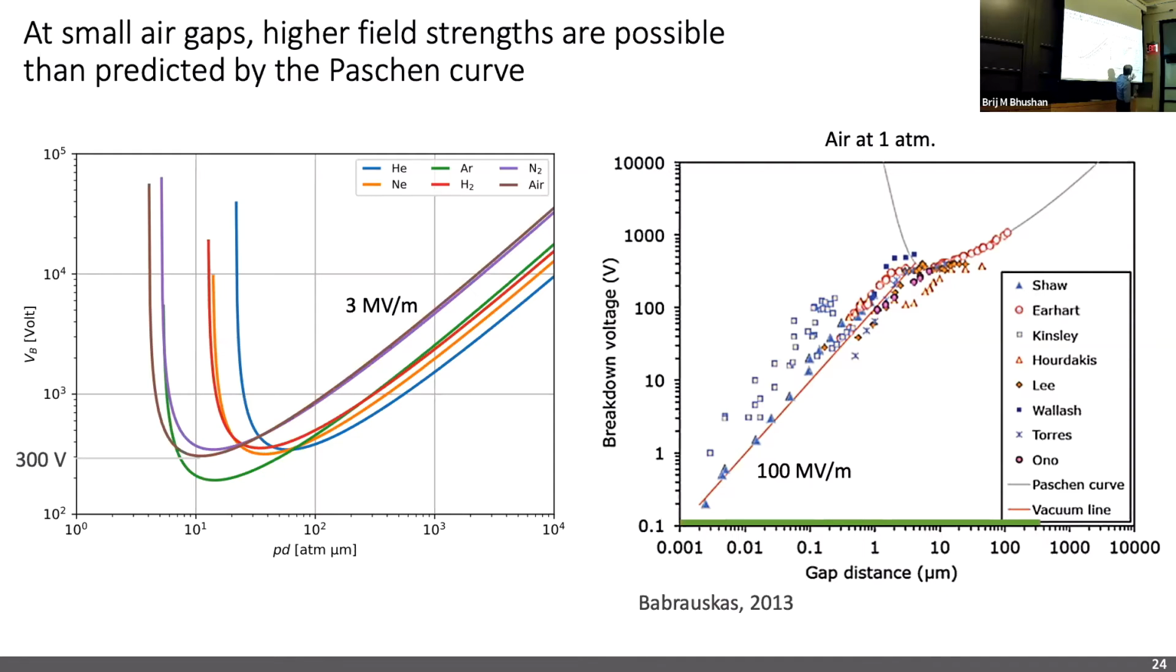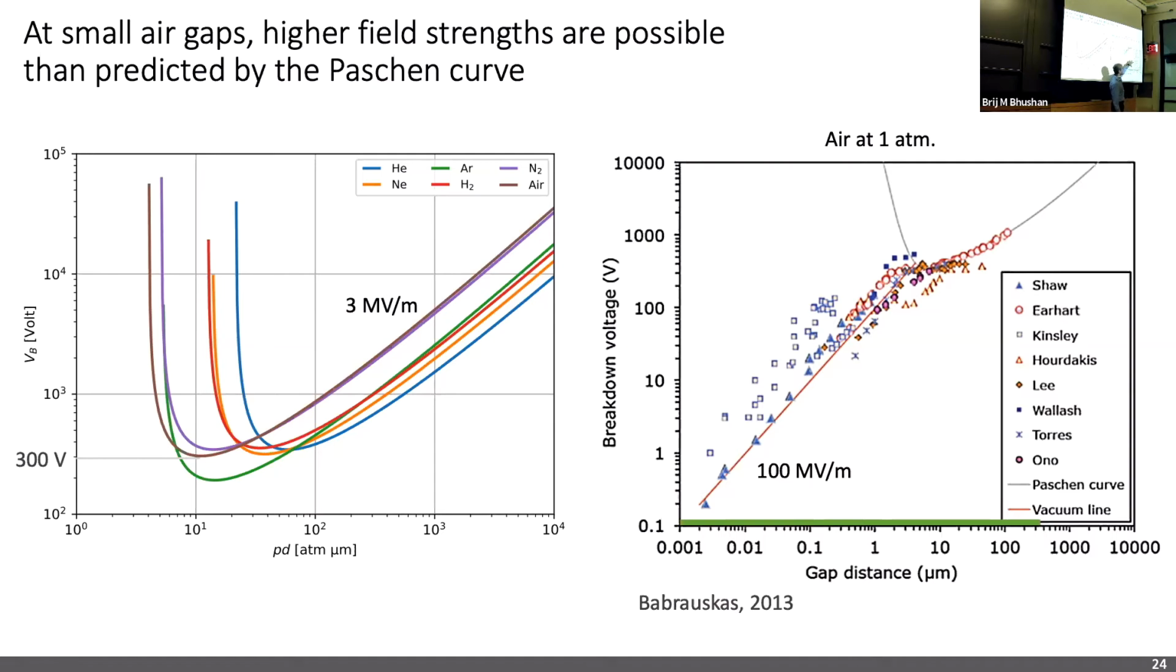Beyond around 10 micrometers, we follow the Paschen curve. So Townsend avalanche is the prominent mode of discharge, but less than about 10 microns, the field emission begins to take over, and that is the most significant mode of discharge. And the field strengths that we can achieve there are quite high, close to 100 megavolts per meter. But still, in our setup, we go up to 200 to 250 microns.